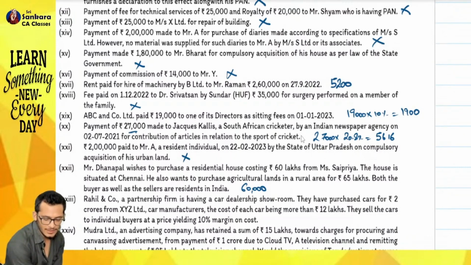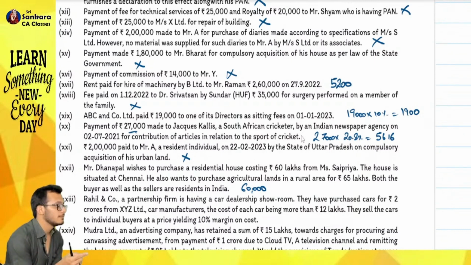Okay. Next one. Rahul and Co., partnership firm having a car dealership showroom, purchased cars for 2 crores from XYZ Limited, a car manufacturer, the cost of each car being more than 12 lakhs. You are a dealer purchasing cars more than 12 lakhs. TCS applicable, not applicable? Not applicable. Why? It's a dealer.